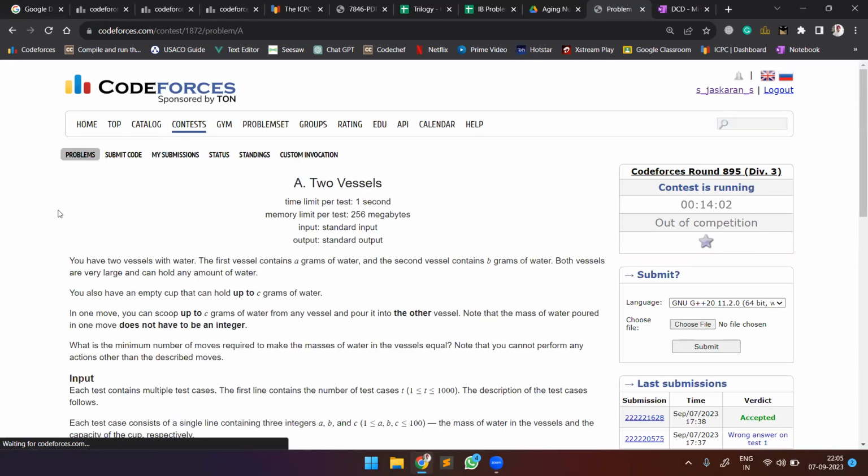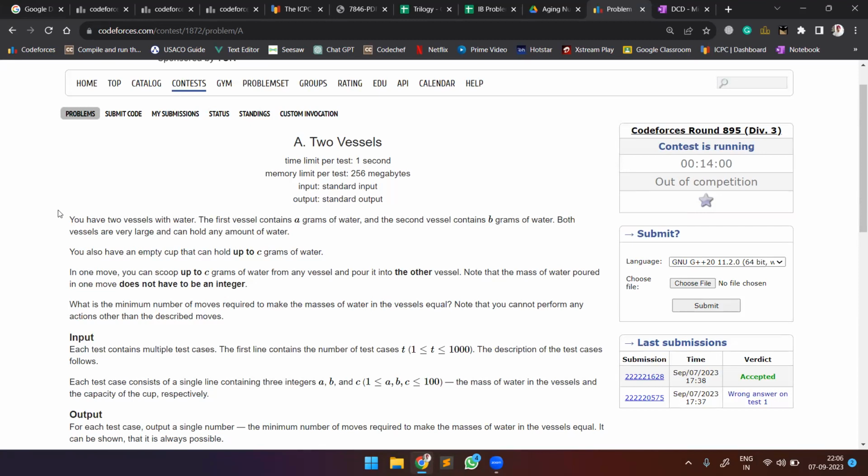So this is the first problem, Two Vessels. There are two vessels which have A and B grams of water in them respectively. One vessel has A grams and the second vessel has B grams. We also have an empty cup which can hold up to C grams of water. In one move, we can scoop up C grams of water from any one of the vessels and pour it into the other vessel.